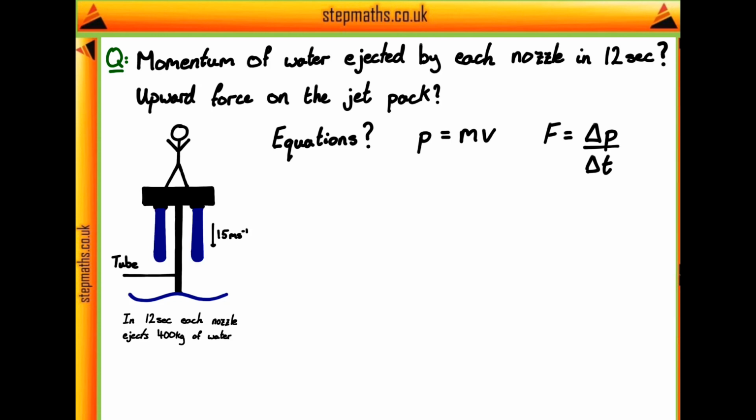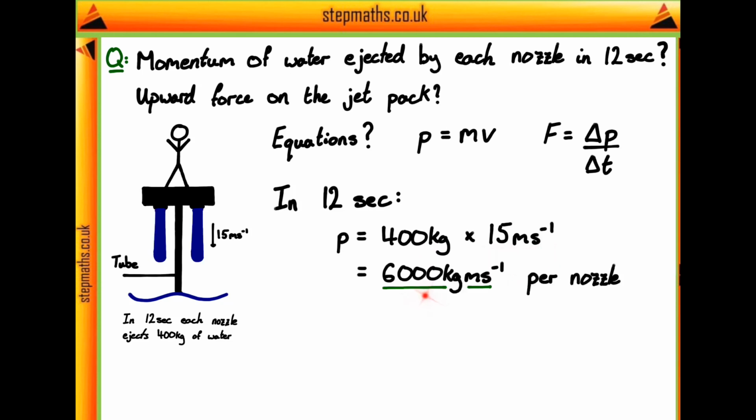Let's go ahead and think about the first part of this question. We're trying to find the momentum of the water ejected by each nozzle in 12 seconds. So we're going to use our equation here of p equals mv, and we can work out the momentum by working out the mass of water ejected in 12 seconds. We're told we have 400 kilograms of water from each nozzle in 12 seconds, multiplied by the velocity it's moving at, this 15 meters per second, which is going to give us a momentum of 6,000 kilogram meters per second, per nozzle. So that's the momentum of water coming out of each nozzle.